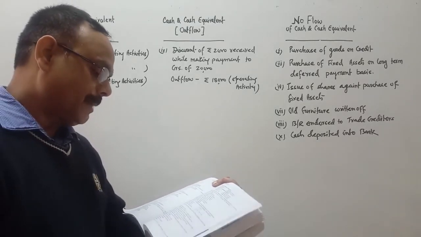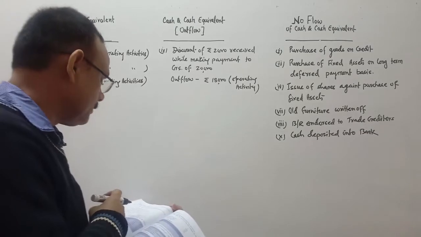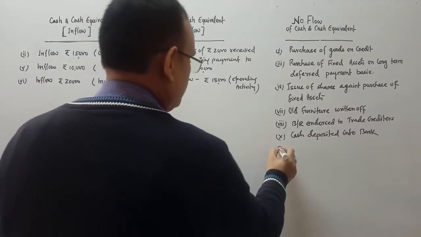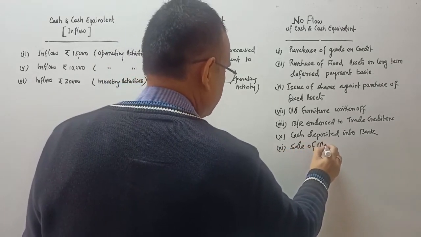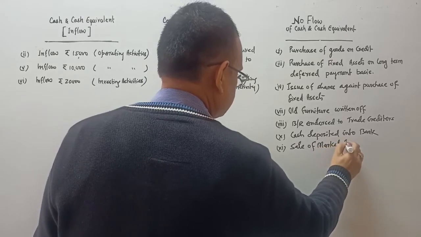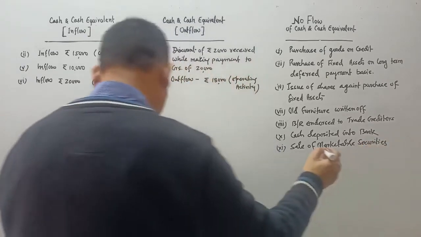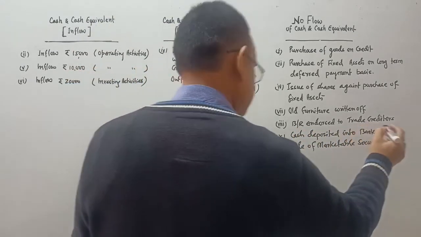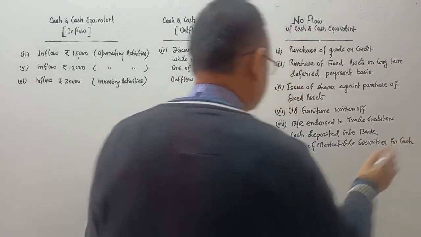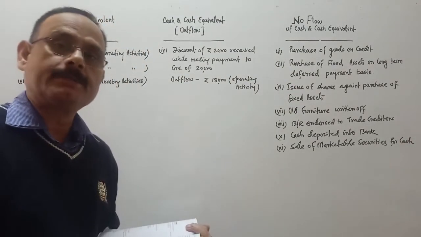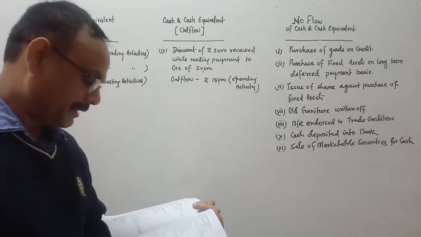Next is sale of marketable securities for cash. Here also the cash will not flow. So here also both sides of the transaction are cash and cash equivalent. Marketable security is cash and cash equivalent. Cash is also cash and cash equivalent. So there is no flow of cash.